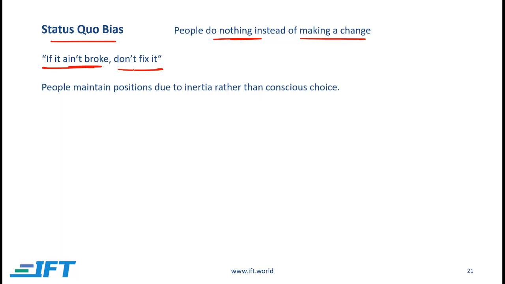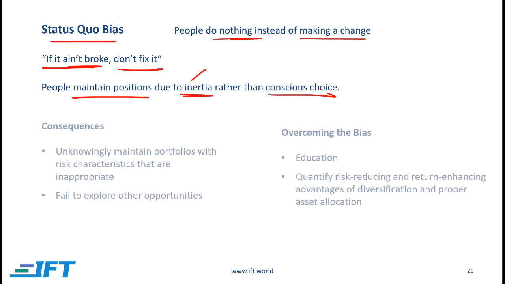So essentially, what happens with the status quo bias is that people maintain positions due to inertia rather than conscious choice. So if investment decisions are made and somebody has certain investments, they are likely to just stay on with those investments because of inertia, not because they are consciously thinking that it makes sense to continue with a set of investments. So let's more formally look at the consequences.